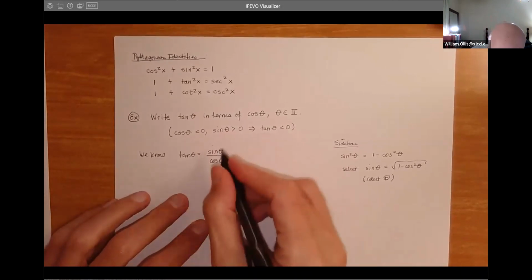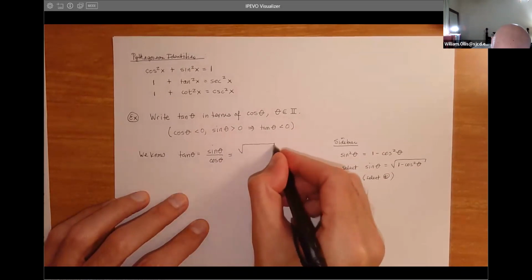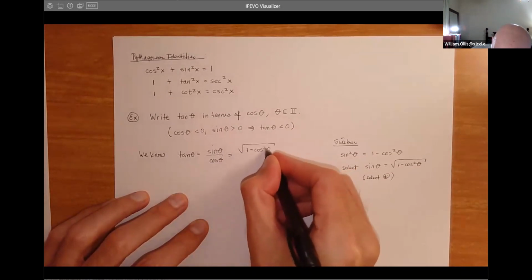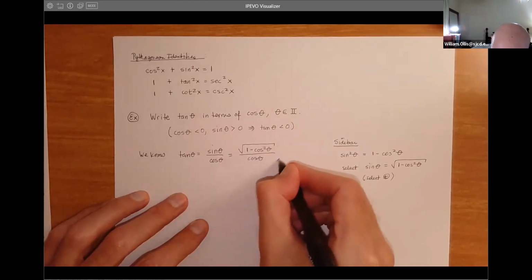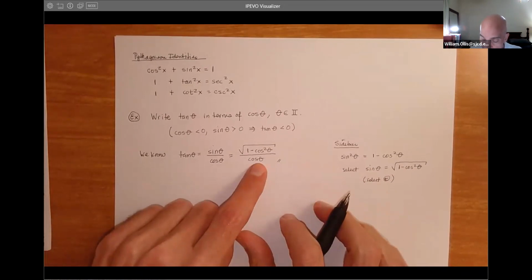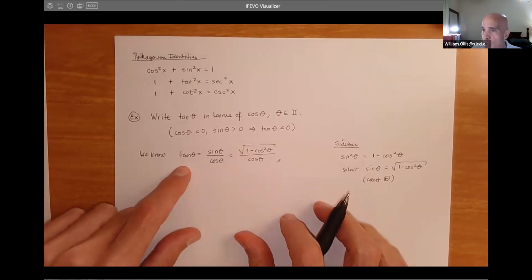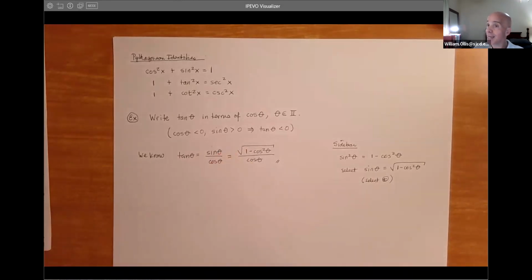And so now when we go here, we can make a substitution. So we have the principal square root of 1 minus cosine squared theta divided by cosine theta. Now this is fine because we know the cosine is negative. The principal square root is always positive. So this has the correct sign, okay? And again, it's not obvious. There's not a negative sign in it.